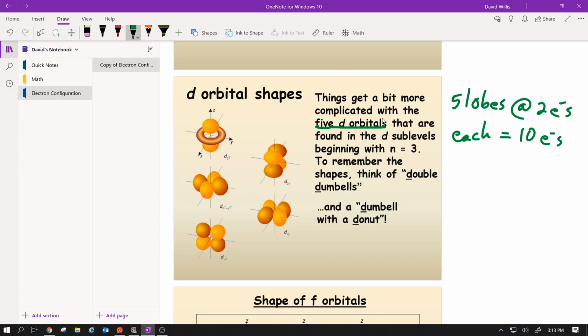Let's write the d orbital shape. It has 5 lobes. Each one can hold 2 electrons for a total of 10 electrons. And I want you to put that they begin with n equals 3. I meant to underline that. That's 5 lobes at 2 electrons each, which means it can hold a total of 10.